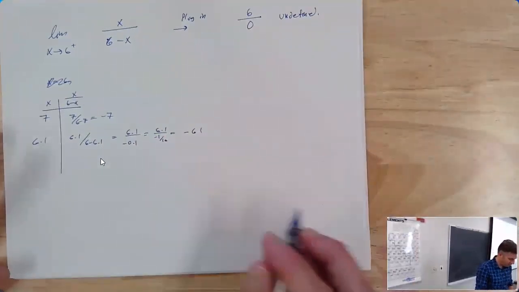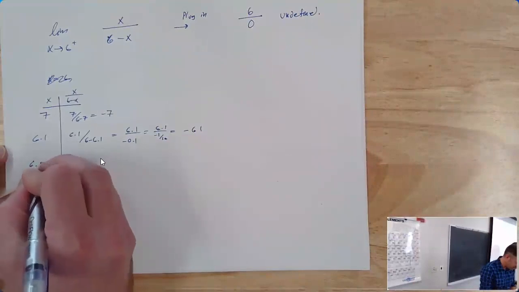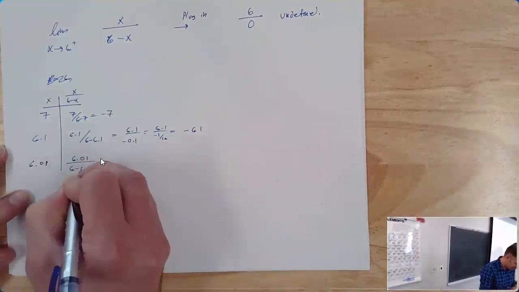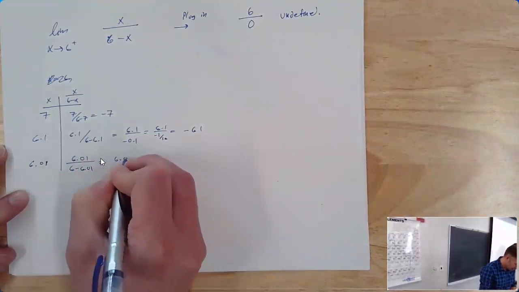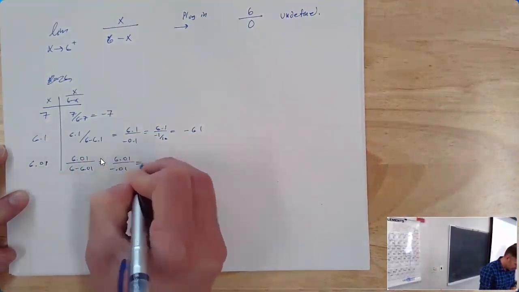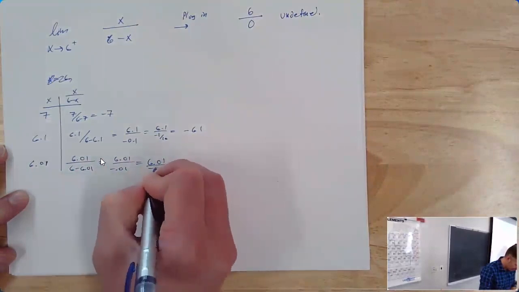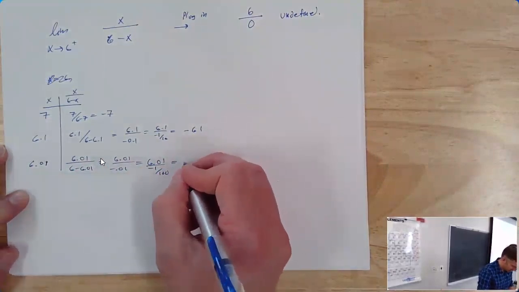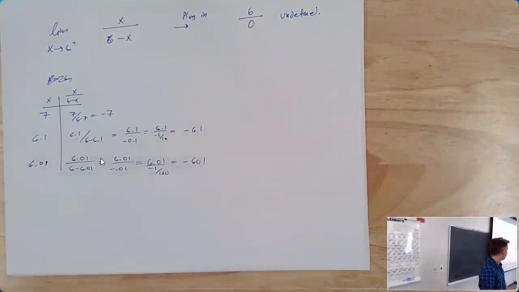And just to do one more, if I went even closer to 6, like 6.01, I'd have 6.01 divided by 6 minus 6.01, which is 6.01 divided by -0.01, which is 6.01 divided by -1/100, which is -100 times 6.01, which is -601. It looks like things are getting pretty negative here. All right, we're going down, down, down. The closer and closer we get to 6 from this side of 6, the more and more negative this function gets.